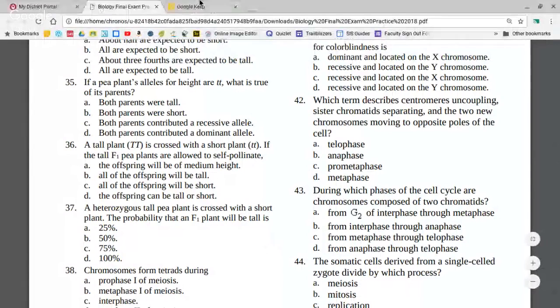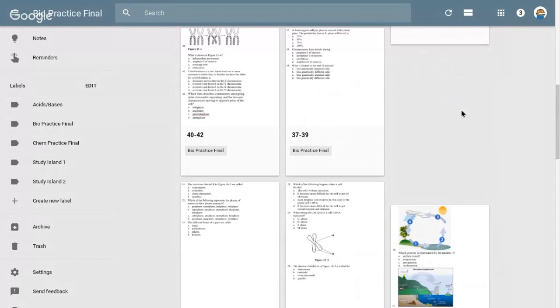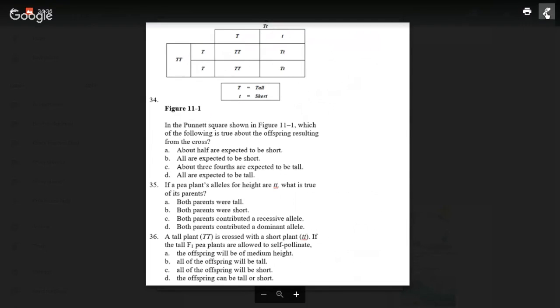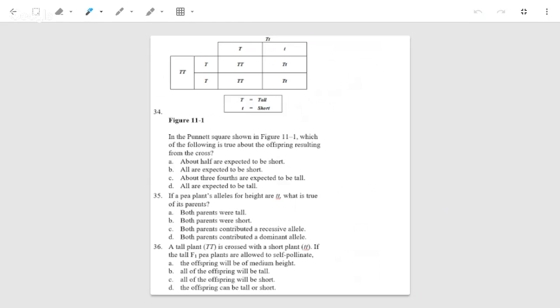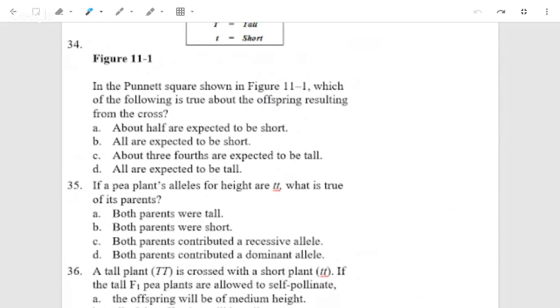Okay, so I'm going to draw out the Punnett square. Number 35. So we got a plant that is tt, and we have to basically reverse engineer what its parents would have been. And I encourage you guys to draw along with me, either on your handout or on a piece of paper, just so you can follow along with what we're doing here. So what is true of its parents?